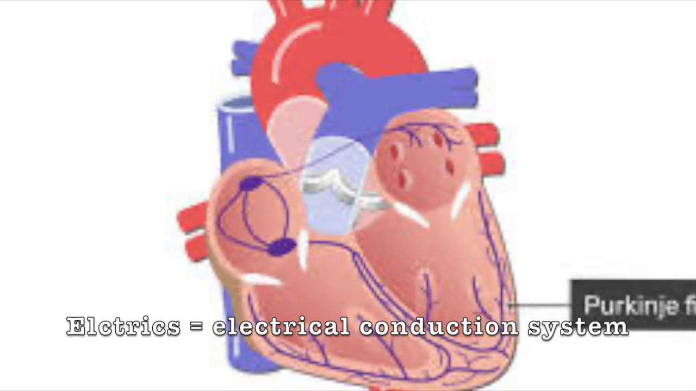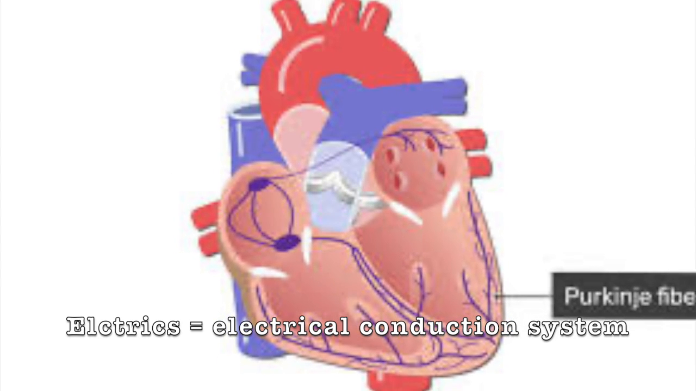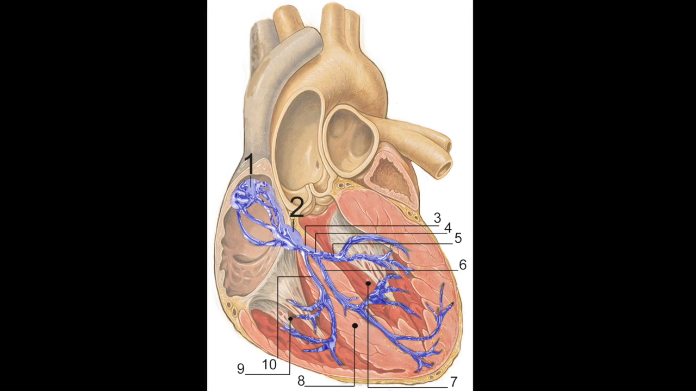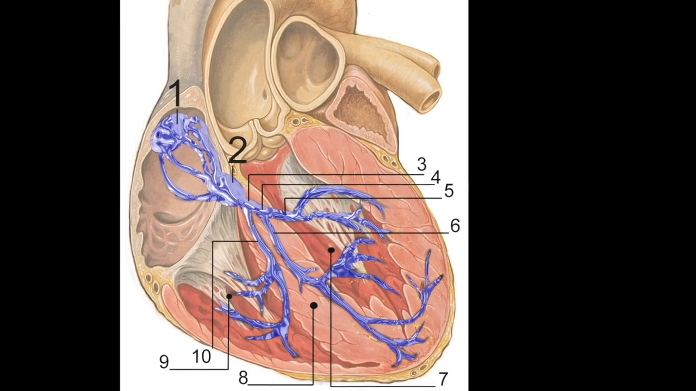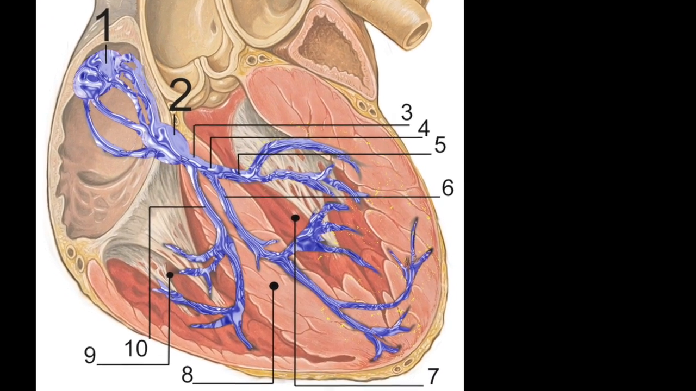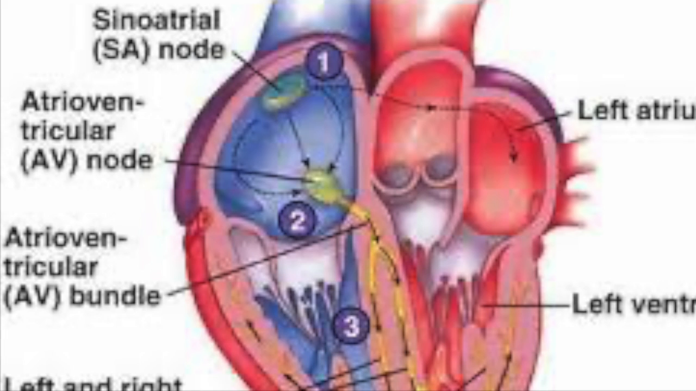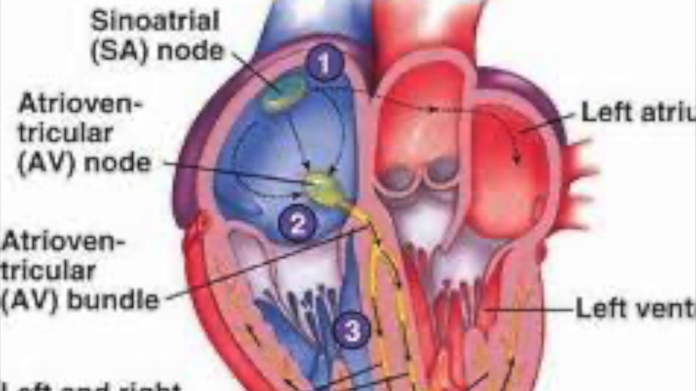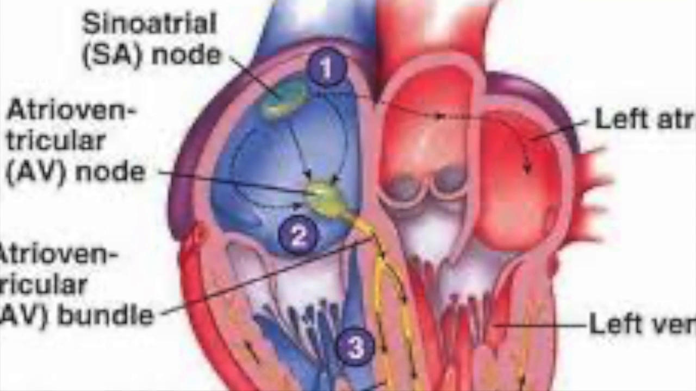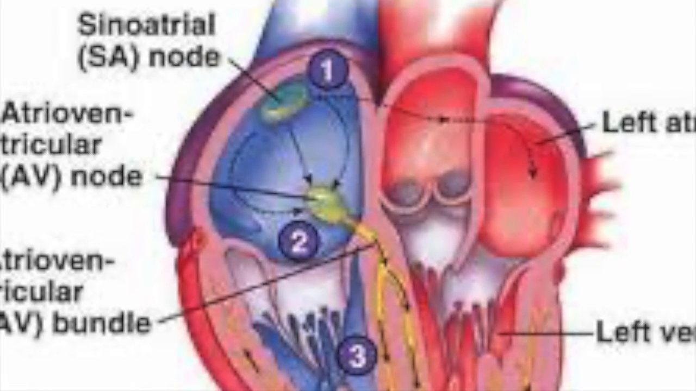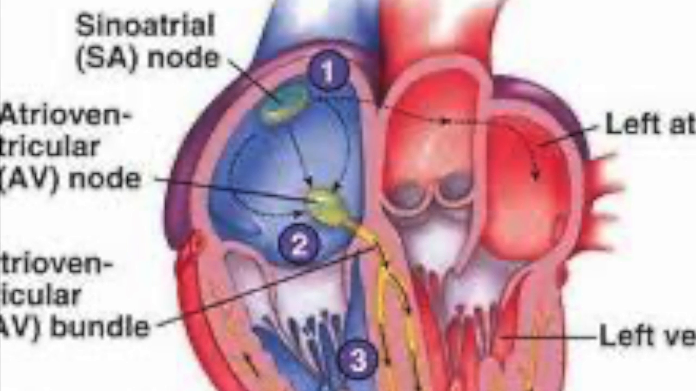The electrics of the house is like the electrical conduction system of the heart. The heart has its own electrical wiring system. It is called the conduction system, which keeps it beating. This conduction system includes the sinoatrial node. This is your body's own internal pacemaker that produces electrical signals to make your heart beat.